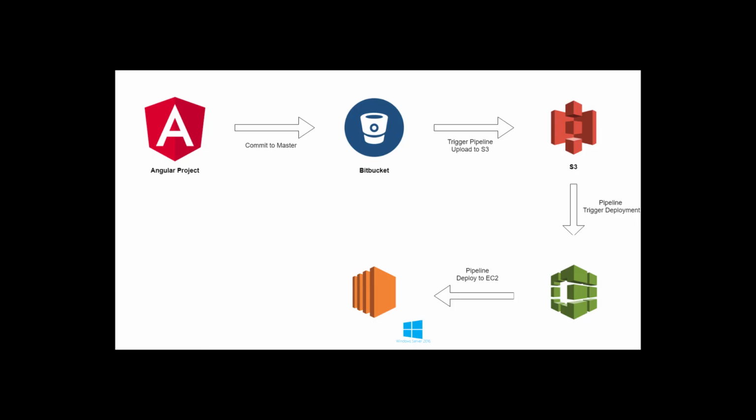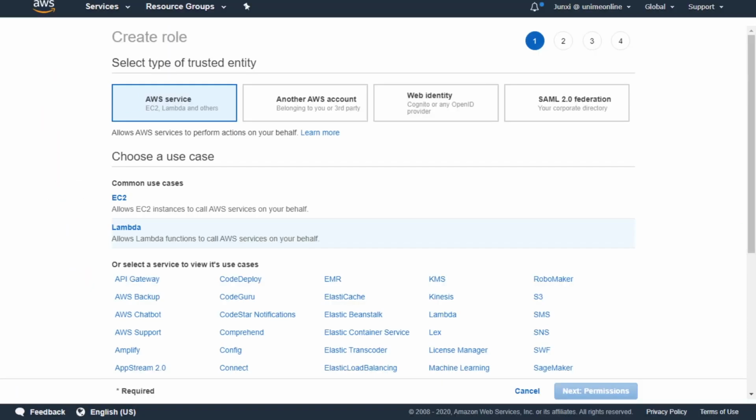Hi, today we'll be going hands-on, step by step, through how to deploy an Angular project from Bitbucket to an AWS EC2 Windows Server 2016. In this video, we'll complete a simple CI/CD process using Bitbucket Pipelines, AWS CodeDeploy, and AWS S3 to deploy your Angular application to your desired EC2 instance. Without further ado, let's start.